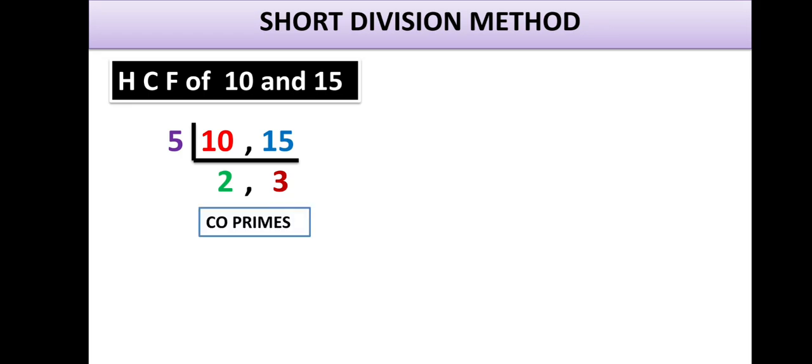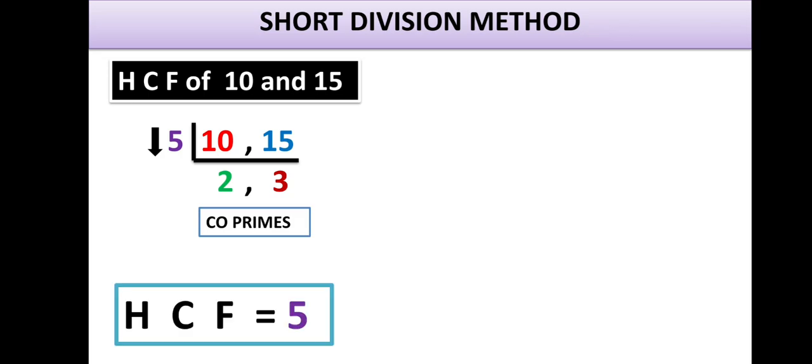Here we will stop as we are getting co-primes. There is no common factor again. 2 and 3 we cannot factorize again because they don't have anything in common. So we stop here and write down the common factor. Here the common factor is only 5. So the HCF is 5.